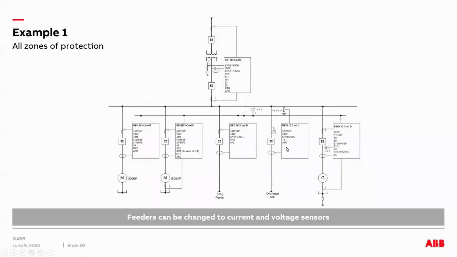But the other way of doing a ground protection is using a calculated I0 based on the phase current. So if we have the three-phase currents coming from the current sensor, we can utilize the currents of the phases to calculate the I0 and use it for ground protection. So that is the other way of doing it.